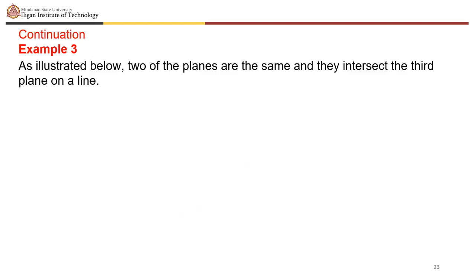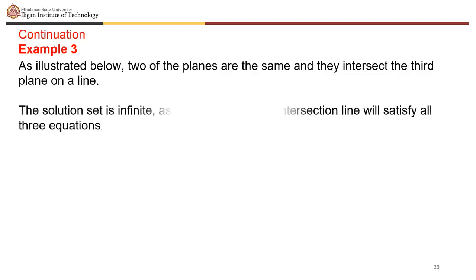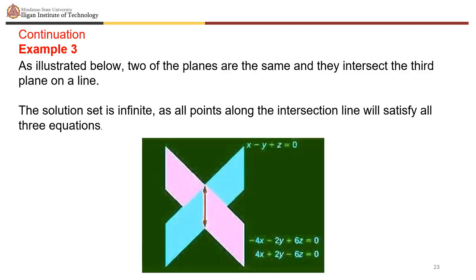As illustrated below, two of the planes are the same and they intersect the third plane on a line. The solution set is infinite as all points along the intersection line will satisfy all three equations. So this is the sketch. If you take a look at this sketch here, we have this plane. It's represented by negative 4x minus 2y plus 6z equal to 0 and 4x plus 2y minus 6z is equal to 0. They're the same plane here. And this plane is x minus y plus z is equal to 0, and they intersect on a line.